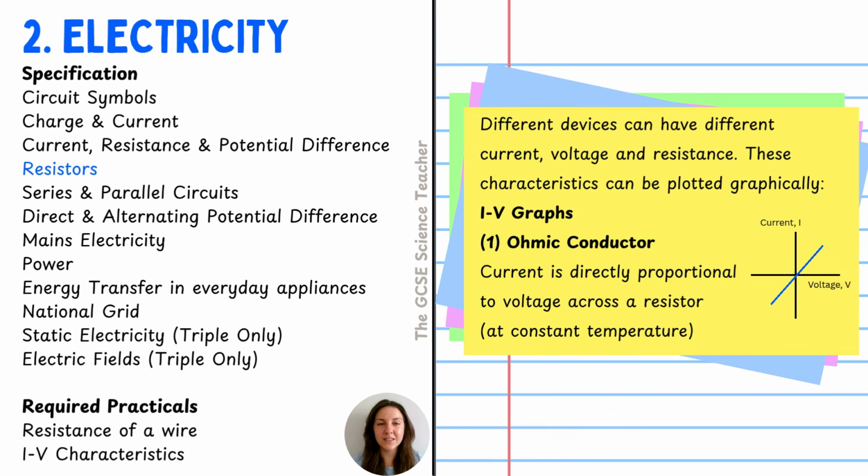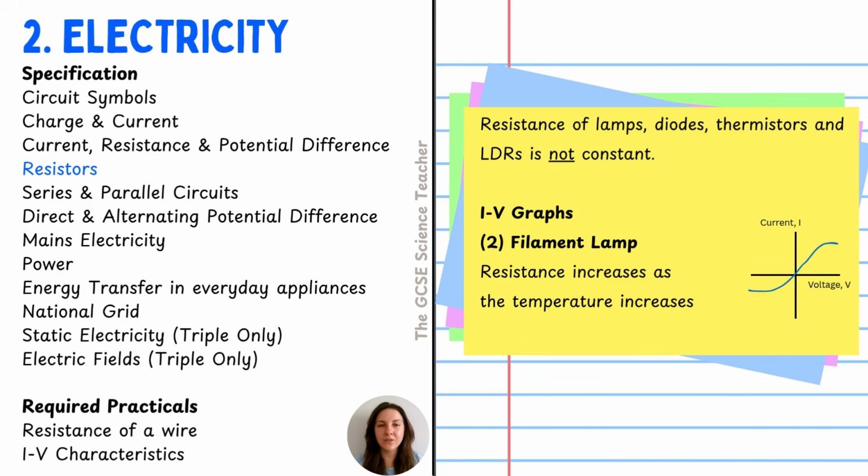Resistors. Different devices can have different current, voltage, and resistance. These characteristics can be plotted graphically as IV graphs. The first is an ohmic conductor. Current is directly proportional to voltage across a resistor at a constant temperature. Resistance of lamps, diodes, thermistors, and LDRs is not constant.